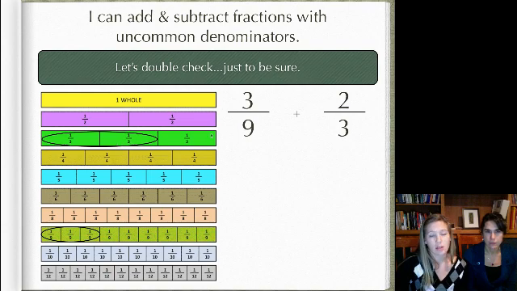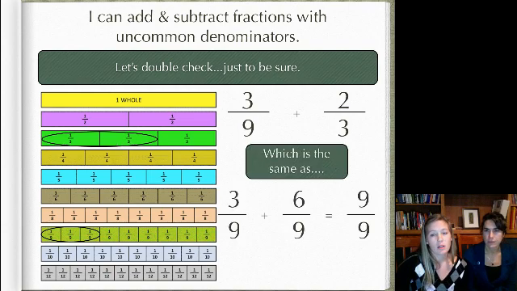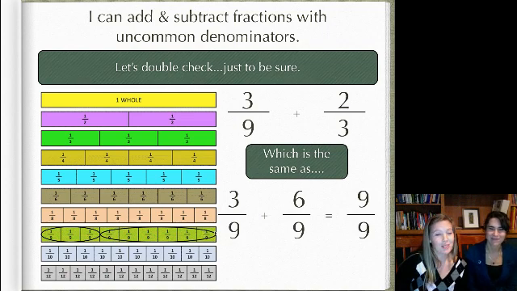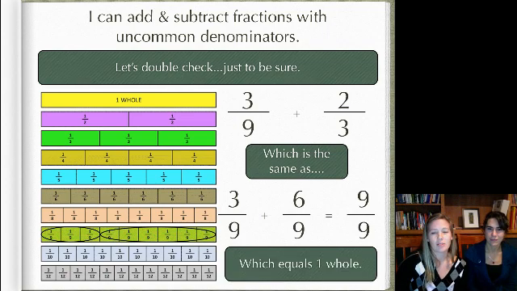So I'm showing you this again. We change that into 6/9. We just change 2/3 into 6/9 by multiplying both by 3 and added them up. So if I move this down, voila, we just proved it. It equals 9/9, which, as Mrs. Van Dam pointed out, is also equal to a whole.